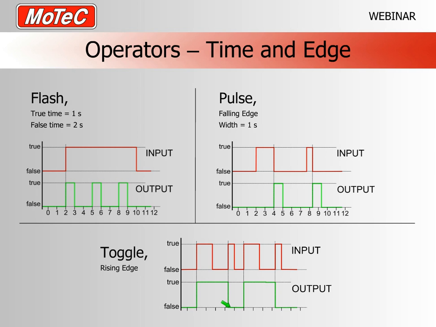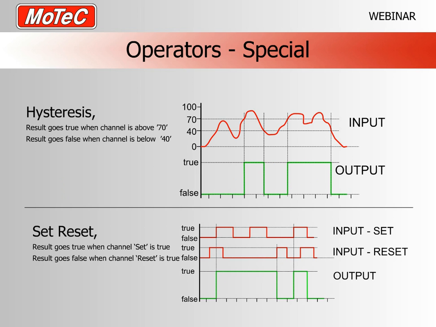So the output pulse is half the frequency of the input pulse, but it also allows us to use a button, for example, as an on-off switch, where each time we press the button, our output turns on, and then the next time we press the button, our output turns off. Fairly straightforward. Now we also have some more complicated operators.